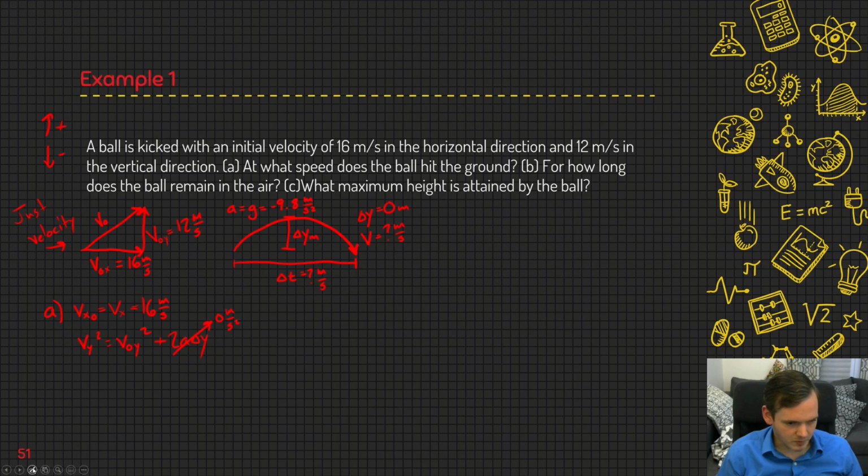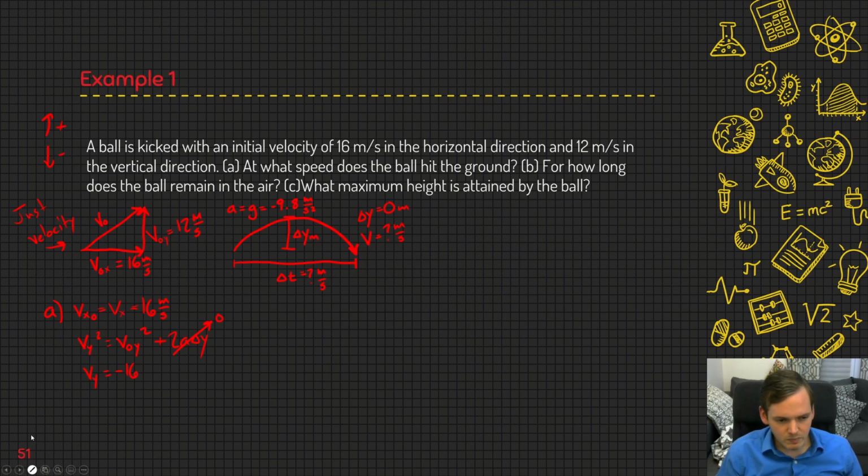Should be 0 meters per second squared. We know delta y is 0, so that whole term cancels out. So we get the final velocity in the y direction squared is equal to the initial velocity squared. The only difference is that our final velocity is going to be negative 12 meters per second.